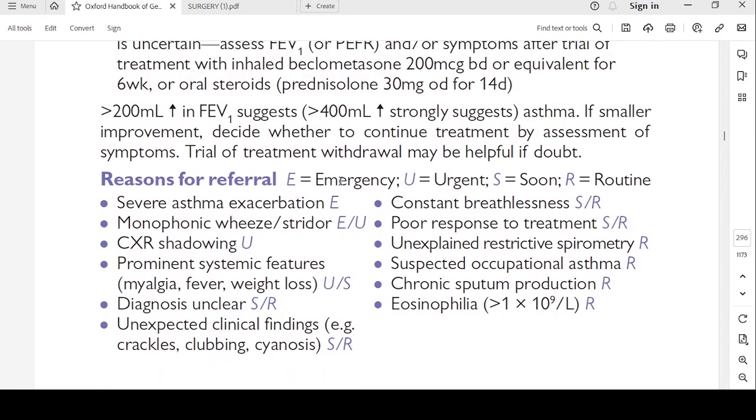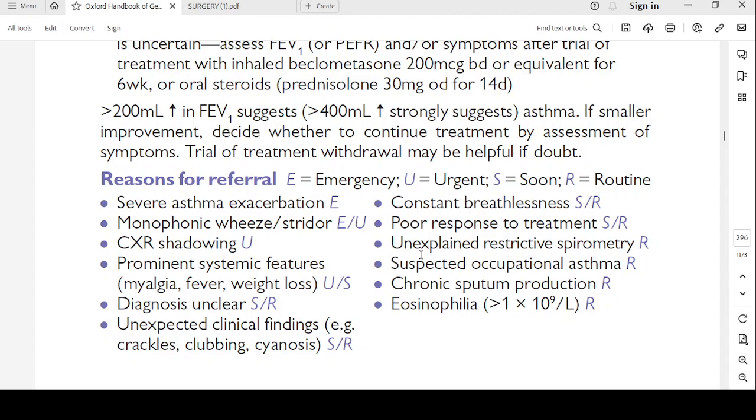Reasons for referral in asthma. Severe asthma exacerbation, emergency referral. Monophasic wheeze or stridor, emergency referral. Chest X-ray shadowing is urgent referral. Prominent systemic features, myalgia, fever, weight loss, urgent or soon. Diagnosis is unclear, soon or routine. Unexpected clinical findings, for example crackles, clubbing, cyanosis, soon or routine. Constant breathlessness, soon or routine. Poor response to treatment, soon or routine.